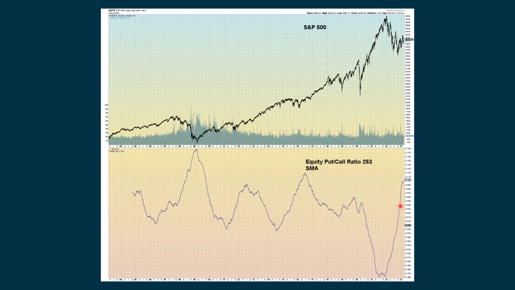This is based on the equity put call ratio. This goes back 253 periods and takes a simple moving average. When this is going up, that means the market is generally going down. If this starts to roll over and go down, this is a long-term trend of the equity put call ratio, and that could give some support to stocks, but it hasn't rolled over yet.